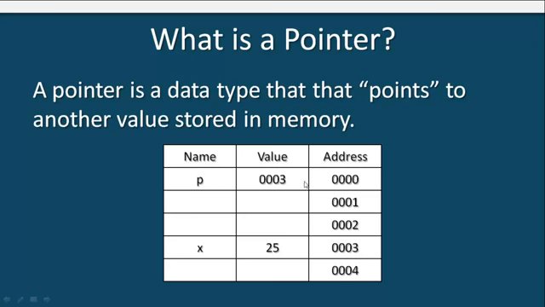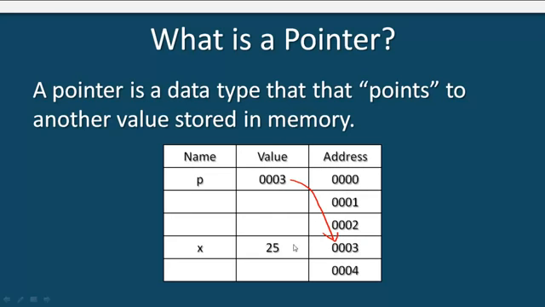So we can see here that the address associated with X is the address 0003, and that in fact is the value that's being stored at this particular memory location associated with P, our integer pointer. So P is able to reference this particular memory location, and if we're able to get to that memory location, we can also get to the value that's stored there.